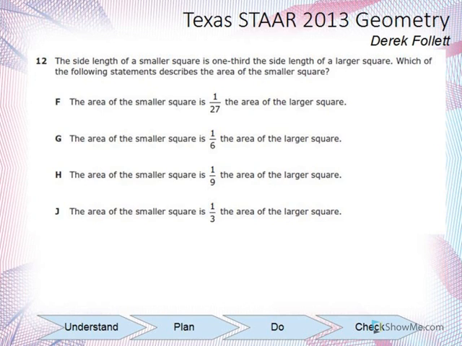Okay, I understand what's being asked. I've got two squares, a big one, a small one, and I want to know how their area changes as their side length changes. So I'll cross that out on the bottom. My plan will be to draw a picture. Okay, so let's draw my squares. This can be my big square. And it doesn't say the dimensions of the square, so let's say it's x by x.